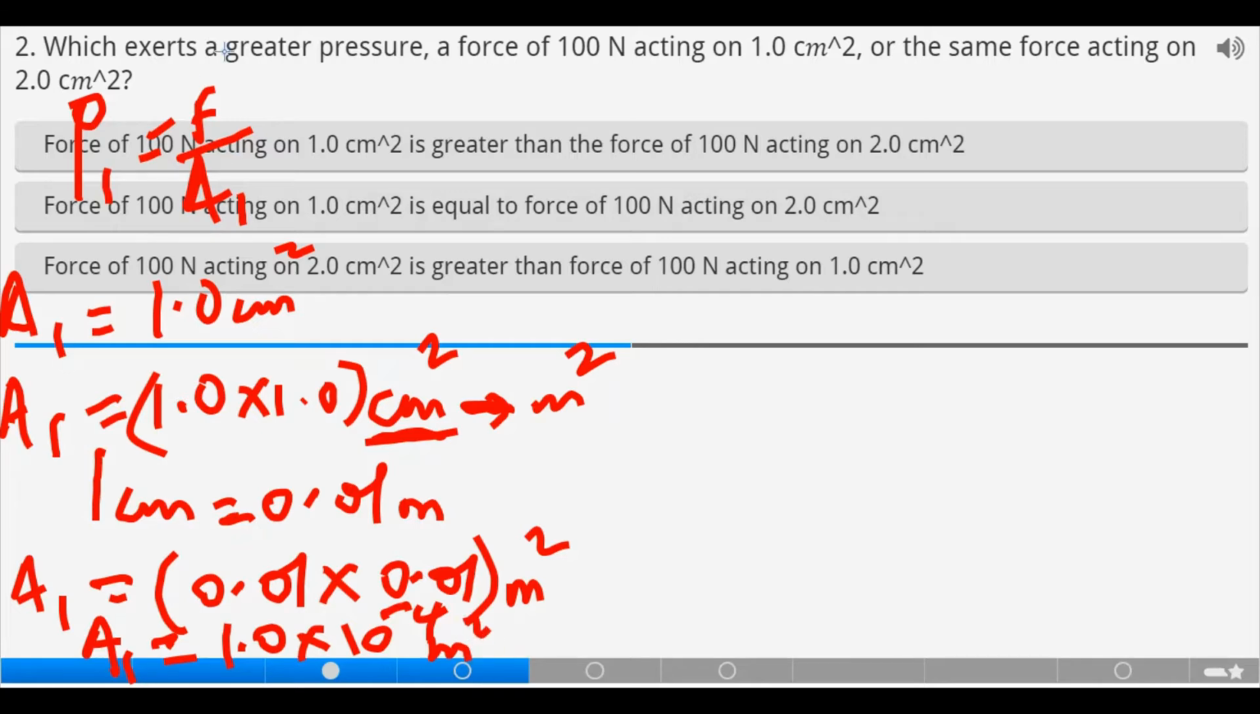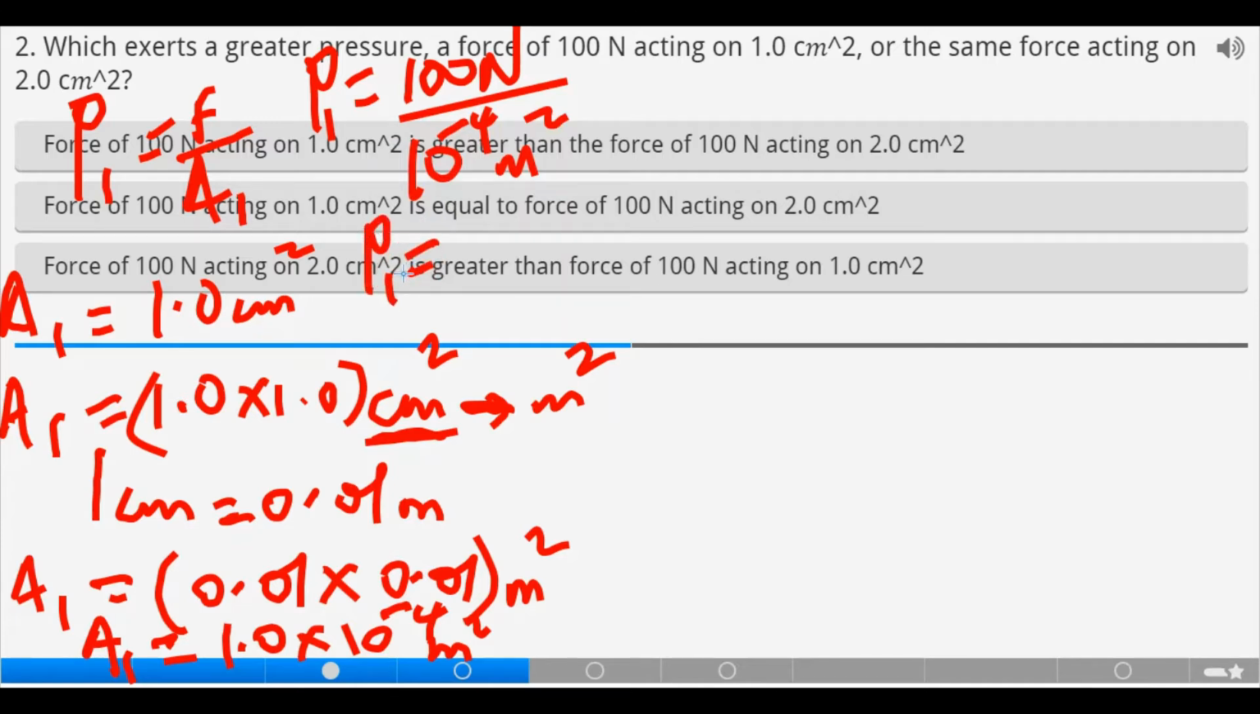So with that, I can calculate the pressure for P1. That will be 100 Newton over 1.0 times 10 raised to the power minus 4 meter squared, which is the same thing as 10 raised to the power minus 4 meter squared. So by way of standard form, take the denominator upwards. And don't forget that 100 Newton can be written in standard form as 10 raised to the power 2.